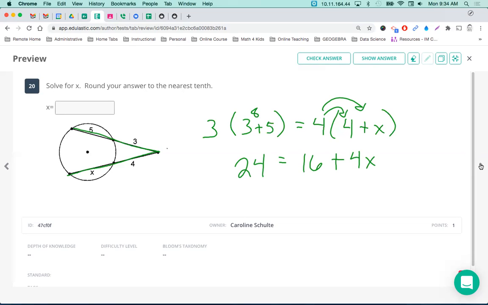Subtract 16 from both sides. 8 equals 4x. And if we divide by 4, you get x equals 2. Outside times whole equals outside times whole. Works for secant lines and for tangent lines.